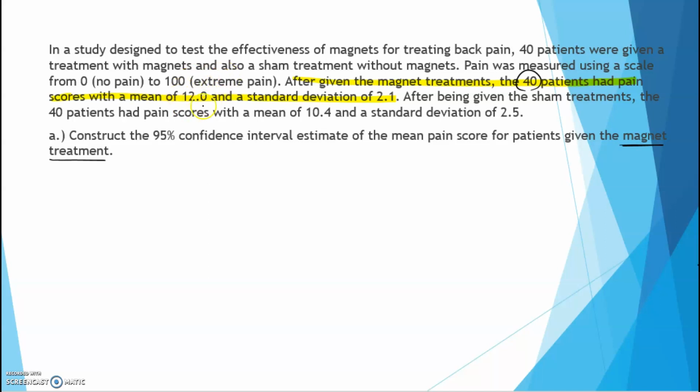Since this number, the 12 and the 2.1, came from this sample, that means that the 2.1 and the 12 are sample statistics. So they gave us X bar is 12.0, and our sample standard deviation is 2.1. Because they're using a sample standard deviation, this is really saying that sigma is unknown. And if sigma is unknown, then we need to find a t-score.